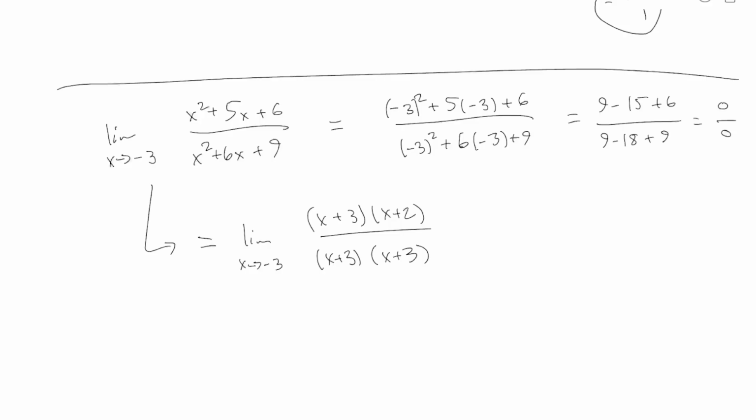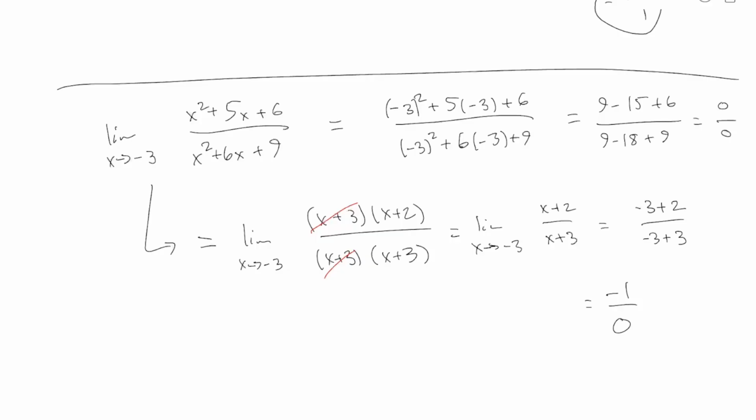Now we can cancel. The x plus 3 on the top cancels one of the x plus 3's on the bottom. We end up with the limit as x goes to -3 of x plus 2 over x plus 3. And now we try to plug it in. After having simplified as much as you can, you try to plug the value in again. Here we get -3 plus 2 over -3 plus 3. This is -1 over 0.